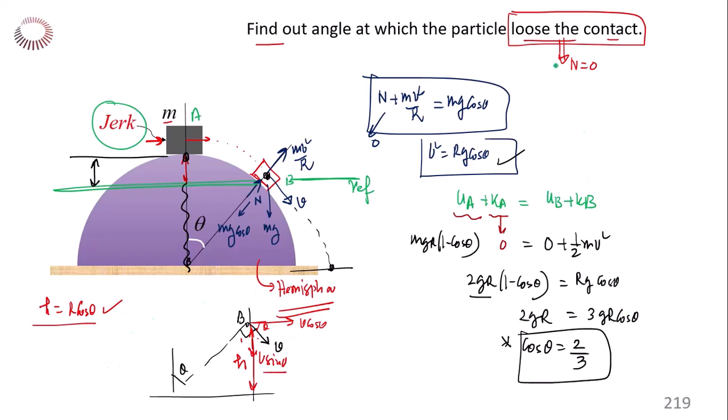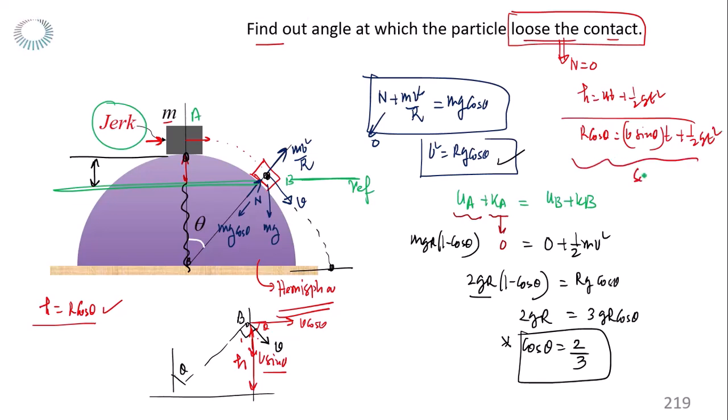To calculate the time, I apply the formula h equals ut plus half gt squared along the y direction. So h is equal to R cos theta, and u is equal to v sin theta, so R cos theta equals v sin theta into t plus half gt squared. Solving this equation, which is a quadratic in t, you can get the value of t. Once you know the time of fall, you can calculate where the particle will land. The particle will do a projectile movement and ultimately land over here.